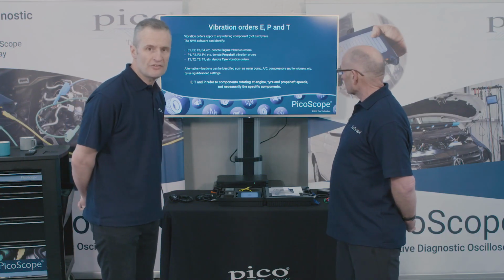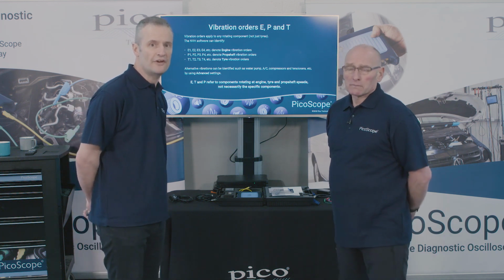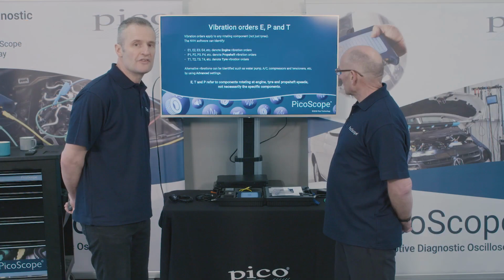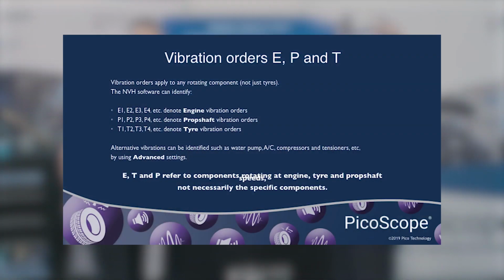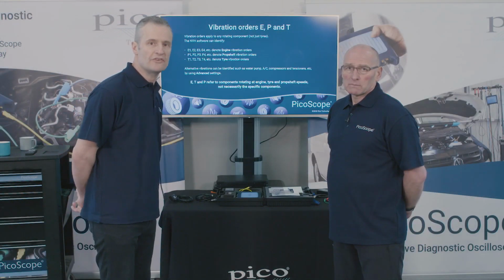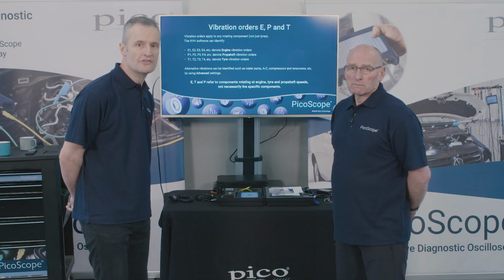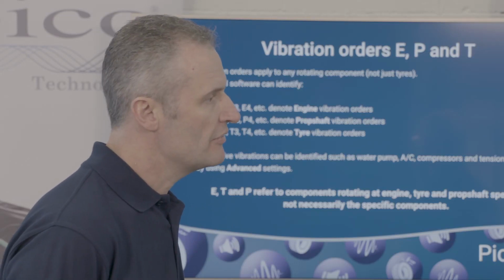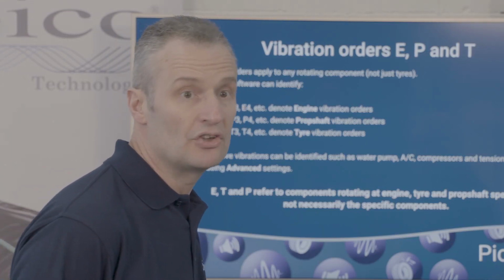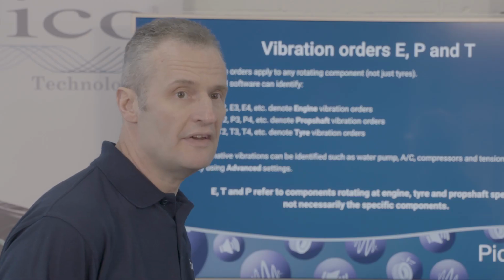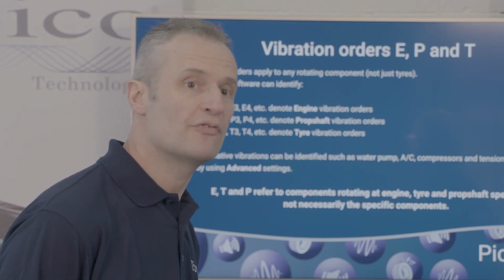So we've mentioned orders, we've talked about first, second and third. They are no more than the number of disturbances or shakes in one revolution. The software is designed to identify these as E for engine, P for prop shaft and T for tyre. But this is vitally important: just because you have a T1 vibration does not mean it is a tyre. Think about other components that could be rotating at tyre speed: drive shaft, for example, hub assembly, brake disc, differential crown wheel, anything that's rotating at tyre speed frequency.